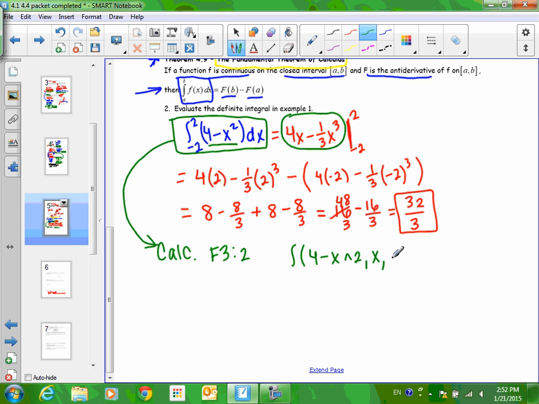So I'm going to do comma, -2, comma 2. You got to do lower bound, then upper bound, then close the parentheses. And if you press enter, you will get 32/3, which is what we got by hand. So when you're doing this on your own, you got your odds, the answers in the back of the book, but you can also check any answer you want with your calculator.